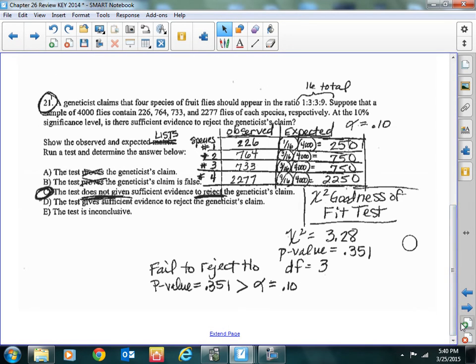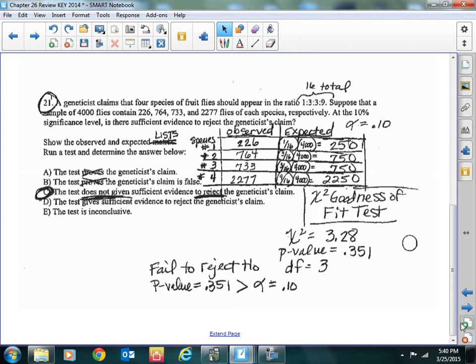Okay, very good. So I have that written here in this table. Show the observed and the expected lists, not the matrix. That's interesting that it has matrix written there. I guess you can think that it looks like a matrix. Run a test and determine the answers below. So we put those into list 1 and list 2.